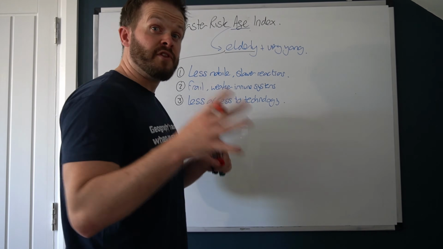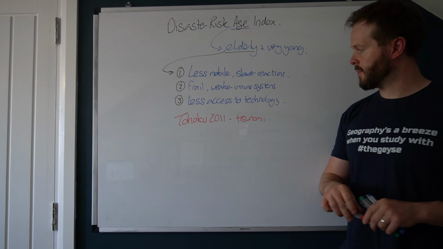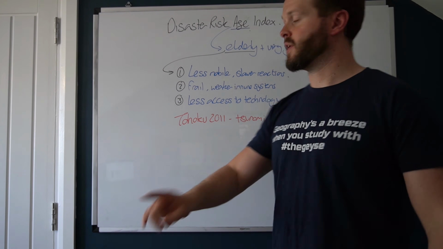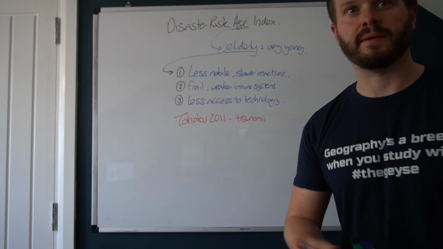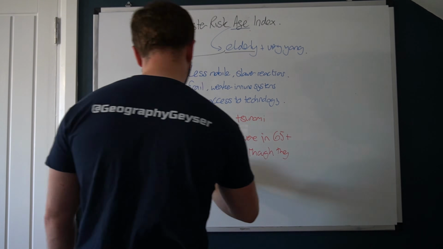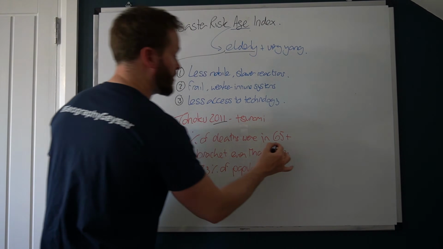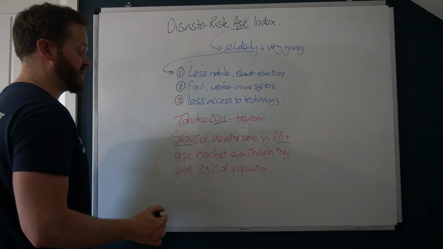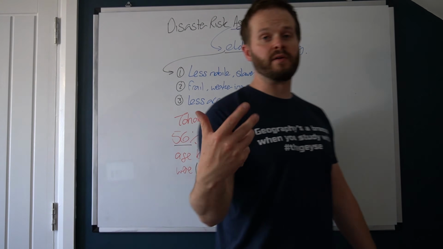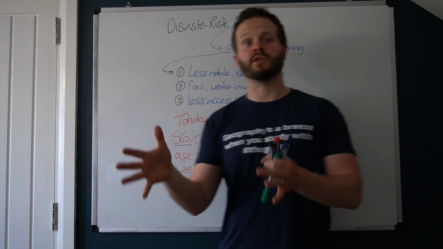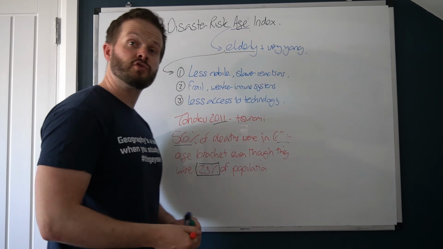So the perfect example for this is the Tohoku 2011 tsunami. Again, a very popular case study, but it's very useful to use with age, and here is the statistic that demonstrates that. So 56% of the deaths from this disaster were those in the 65 plus age category, even though they were only 23% of the population. Now that represents a disproportionate number of people who were killed in that age bracket.